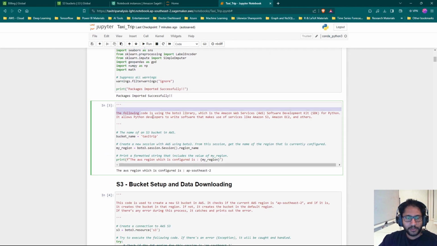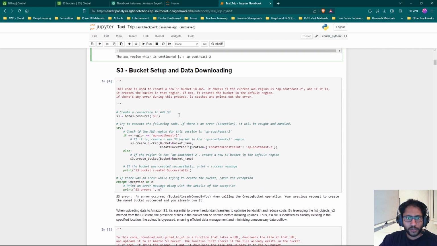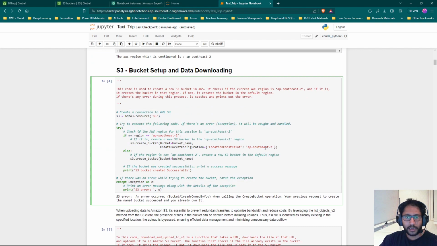Secondly, what I'm doing over here is instantiating or creating a session by using Boto. I have these SDKs installed on my local PC, so with Amazon Web Services I'll be able to create S3 buckets or any Amazon EC2 instance or any other AWS services using Boto, which means I can do it programmatically. So in here I'm creating an S3 bucket inside the region of AP Southeast 2, which is the Sydney region.